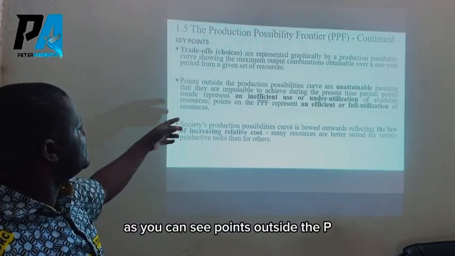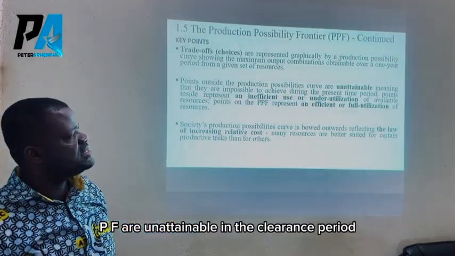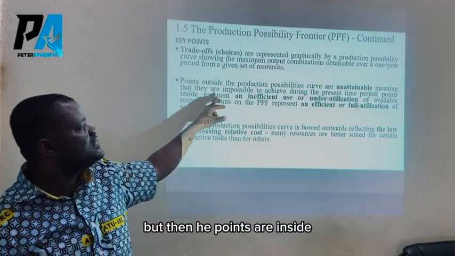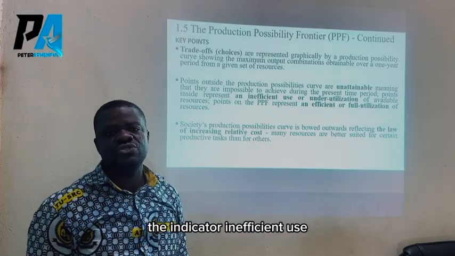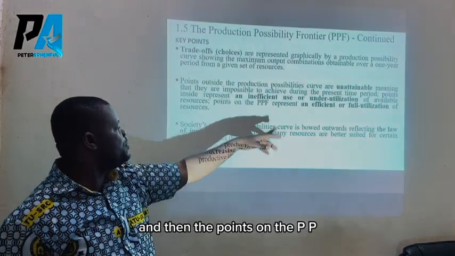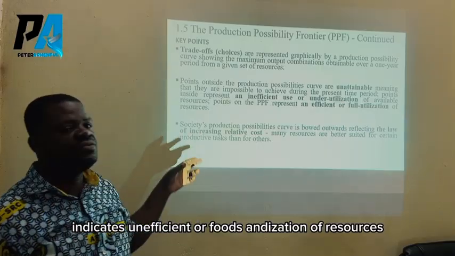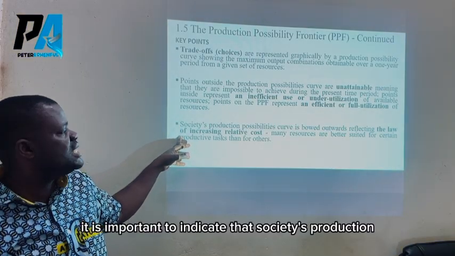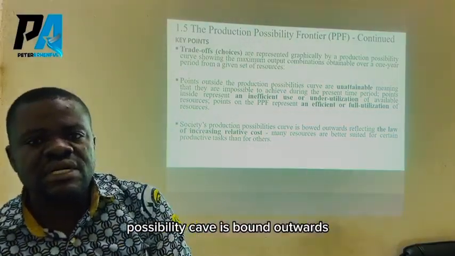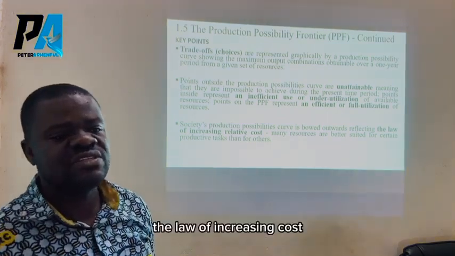Now, as you can see, points outside the PPF are unattainable in the current period. But then, if points are inside, they indicate an inefficient use or underutilization of resources. And then the points on the PPF indicate an efficient or full utilization of resources. It is important to indicate that society's production possibility curve is bowed outwards, reflecting the law of increasing cost. The law of increasing cost.